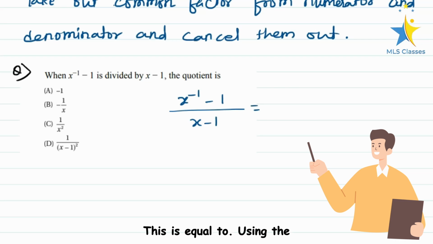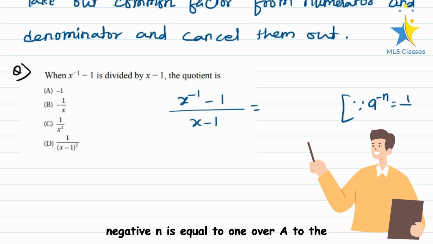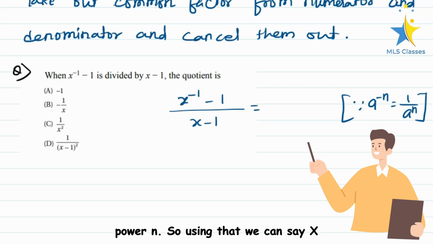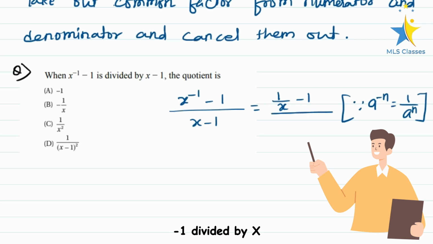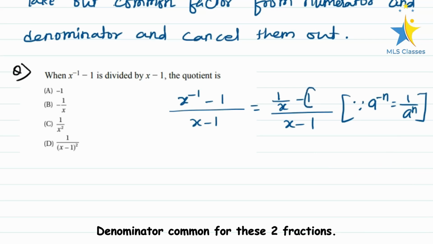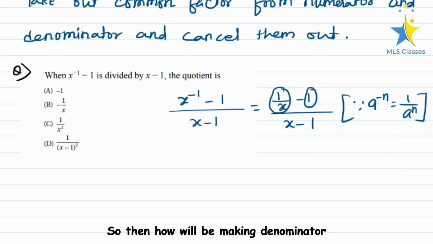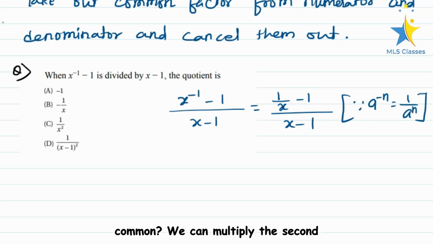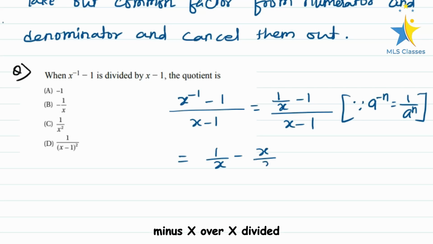Using the rule of exponents, we know that a to the power negative n is equal to 1 over a to the power n. So using that, x to the power negative 1 is 1 over x, minus 1, divided by x minus 1. We can make the denominator common for these two fractions. How will we make the denominator common? We can multiply the second fraction by x over x. So we will be getting 1 over x minus x over x, divided by x minus 1.